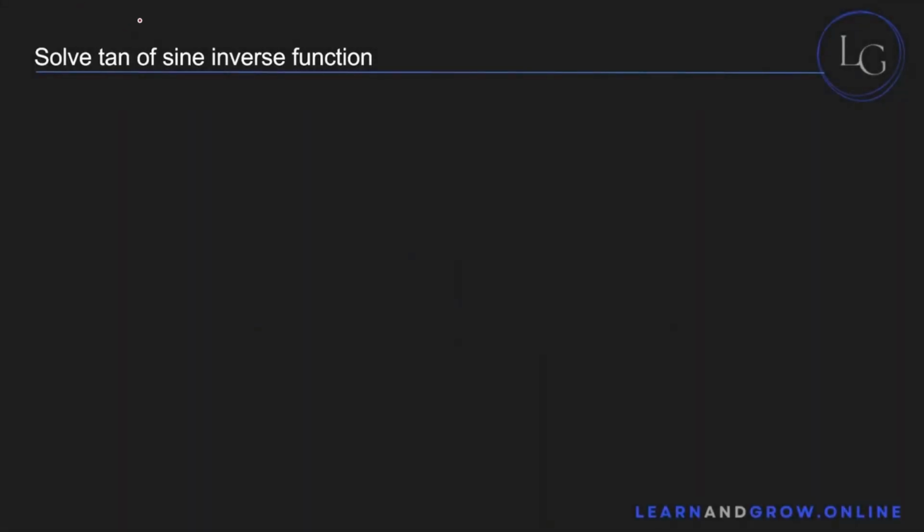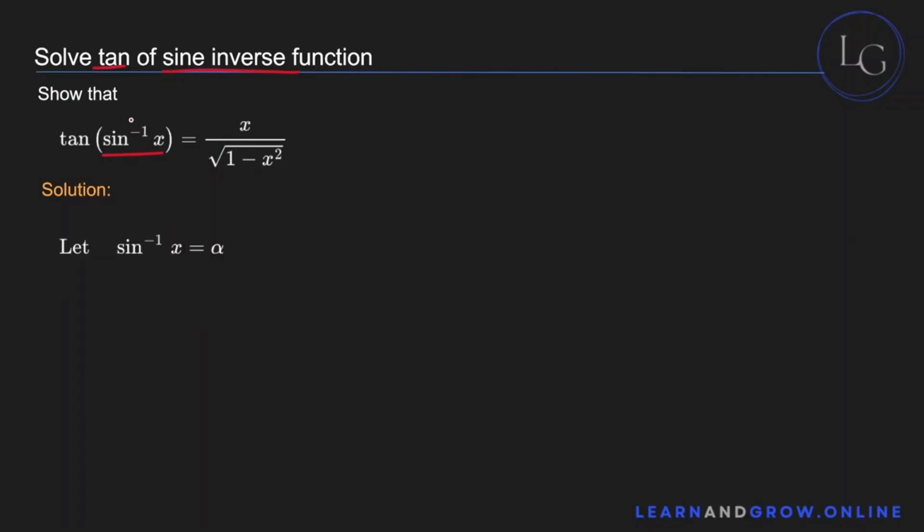Now let's solve the tangent of a sine inverse function. So let's show that tangent of sine inverse x is equal to x over under root 1 minus x squared, right? Let's prove this. So as always, replace sine inverse x with an arbitrary constant, let's say alpha. So sine inverse x is equal to alpha, so obviously sine of alpha is equal to x. And since this is a sine function, alpha will always remain between minus pi by 2 and pi by 2. This limitation comes from the inverse, right?